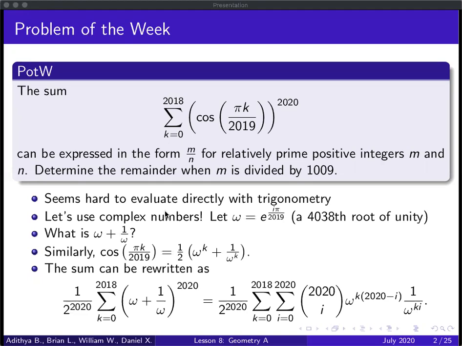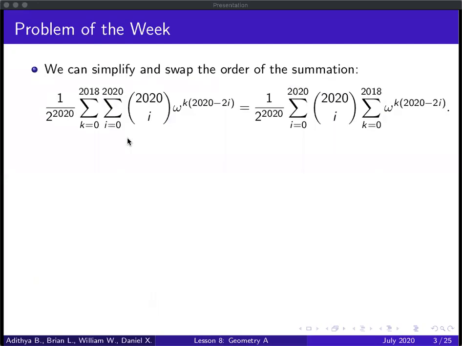So in general, when we have a double sum, we're going to try reversing the order of the summations to see if we get anything nicer. So in this case, this works. If we simplify and swap the sums, we're going to get 1 over 2 to the 2020 times the sum from i equals 0 to 2020 of 2020 choose i times the sum from k equals 0 to 2018 of omega to the k times 2020 minus 2i.